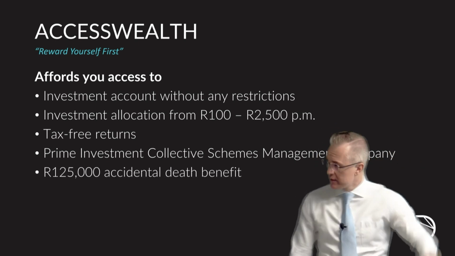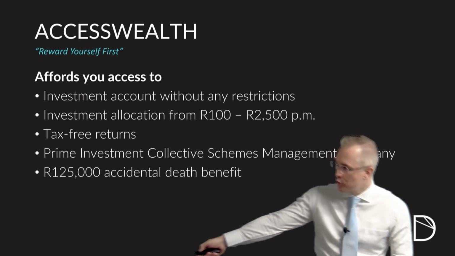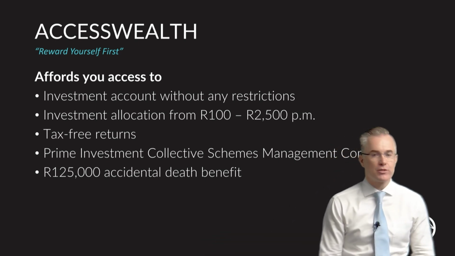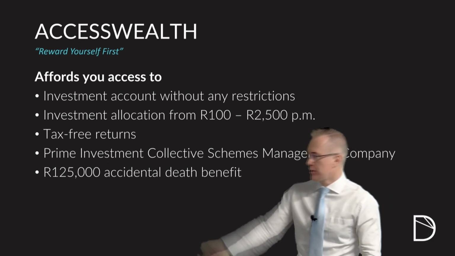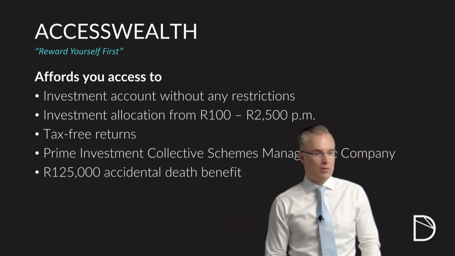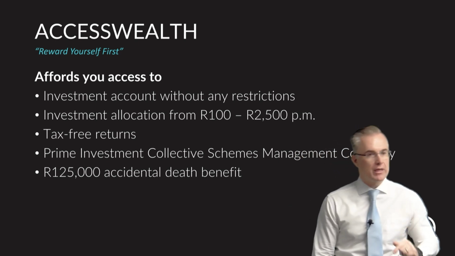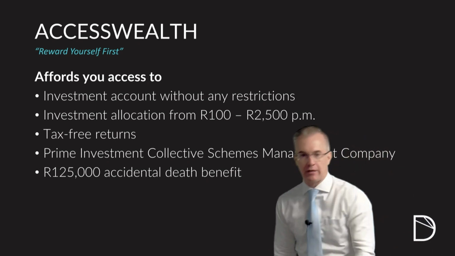That's the first one. The second part is 125,000 Rands worth of personal accident cover. Why did we put that in? People are like, I just want the tax-free, I don't want the other one. Well, you can't get it. We put the two together for a very specific reason.